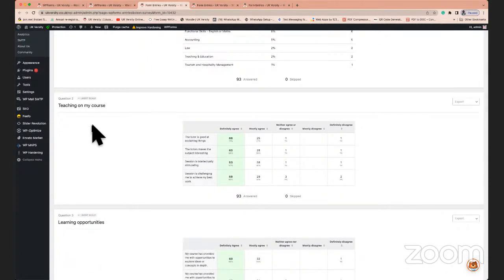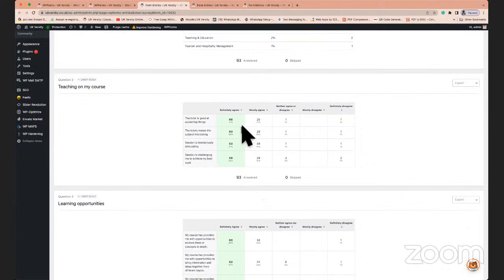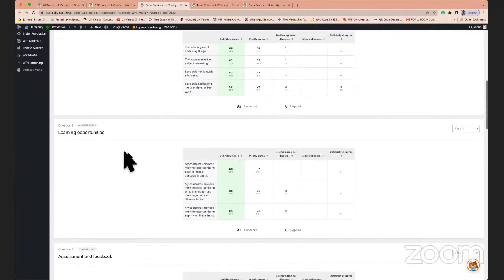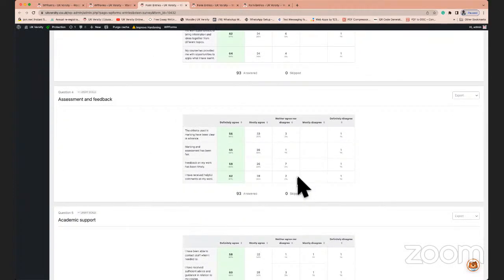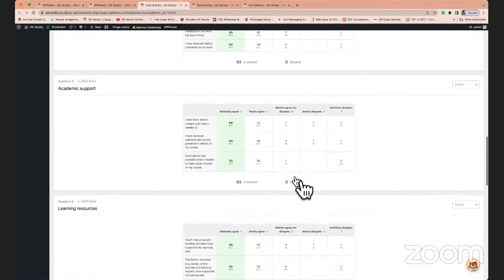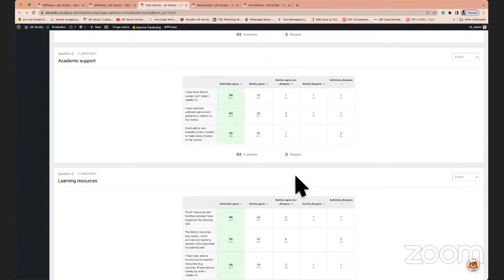Now, when we look at the various category sets that we created, teaching on the course, as you can see, these are the answers. So 93 have answered, and most of them have answered positively, shown as green. Learning opportunities, again, a varied form of answers. So the technology essentially allows us to gather and collect the data and then present it meaningfully for each of the questions asked. They're summarized and nicely related in terms of percentage.